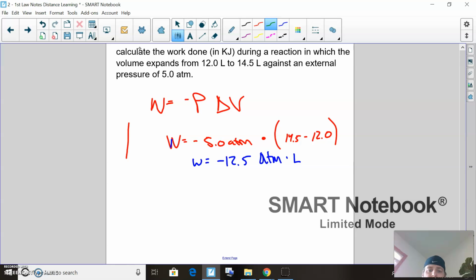here's an example. Calculate the work done when the volume expands from 12 liters to 14.5 liters with an external pressure of 5 atmospheres. So basically what you're saying is, what's the work being done if I had negative 5 atmospheres times delta V, which is the difference here. All right, so that's how you can calculate work. That would be the work of a closed system.